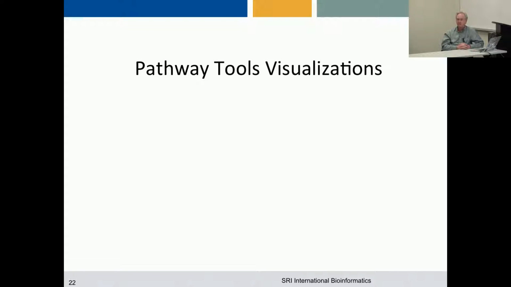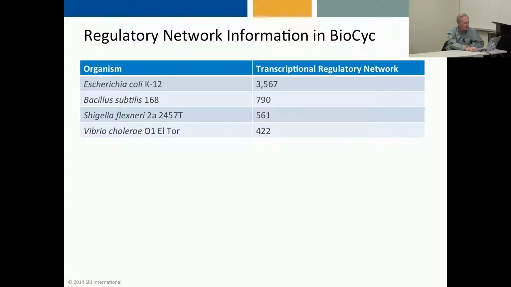Okay, let's talk now about some of the visualization tools, which I've mentioned at a high level. One set of tools is concerned with the regulatory network information within a pathway genome database. And these are the 4 organisms within BioCyc for which we have the most regulatory information. Essentially, regulatory information tells us when the organism expresses different genes, and what biological circuitry inside the organism is responsible for controlling when genes are turned on and when genes are turned off.